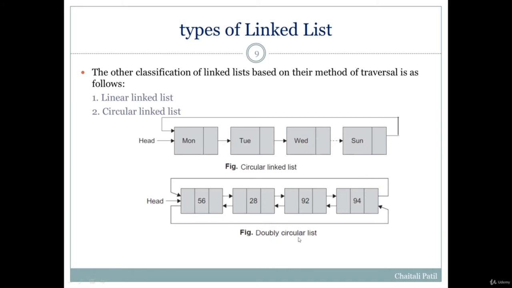Similarly, in a doubly circular linked list, the last node, the tail node, has its next field pointing to the first node. As there are two fields in the doubly circular linked list, the previous field of the first node stores the address of the last node. So in any direction, we can access the linked list from 56, 28, 92, 94, and from 94, we can access the first node 56 easily, or from 56, we can access the last node 94, its previous node 92, likewise. That's why the name is circular linked list.